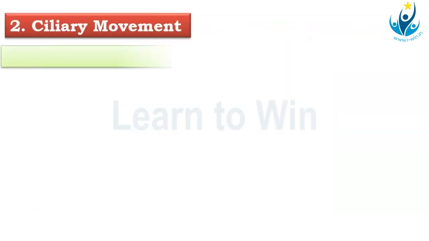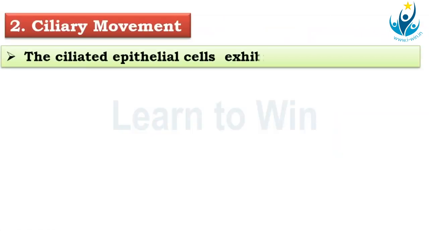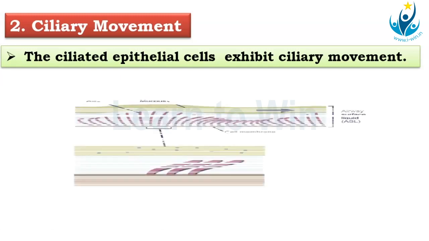The second type of movement is the ciliary movement, where the ciliated epithelial cells show this movement. Now, these are present in the gastrointestinal tract. They are present in the epididymis, in the fallopian tubes. These structures contain these ciliated epithelial cells. So, what do they do?